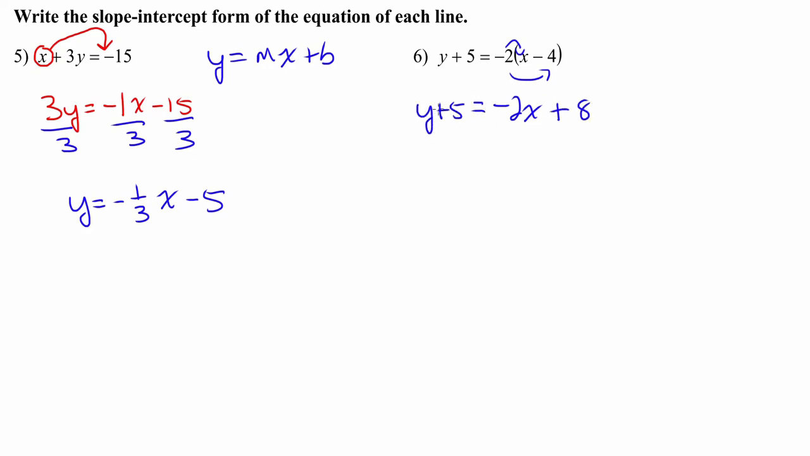And then the last thing we need to do in order to finish putting this into slope-intercept form is get rid of this 5. So we need to subtract 5 from both sides. So we end up with the equation y equals negative 2x plus 3. And that is our answer.